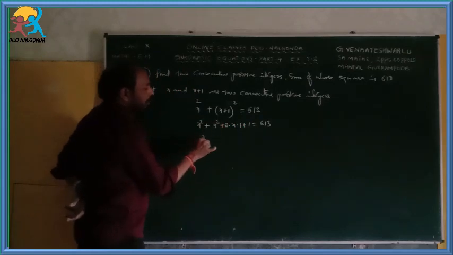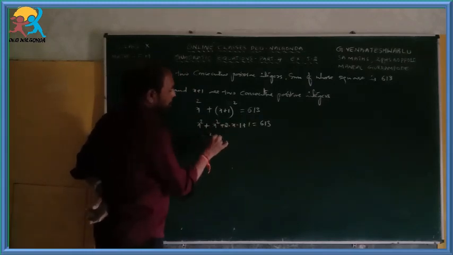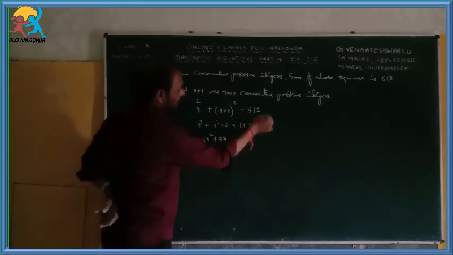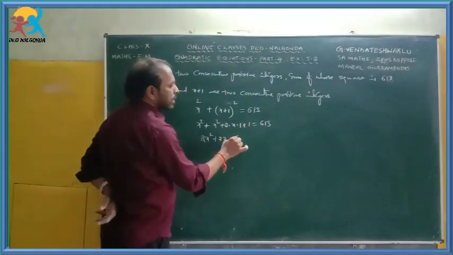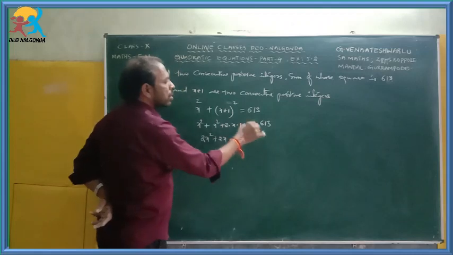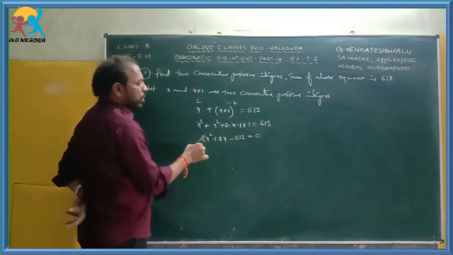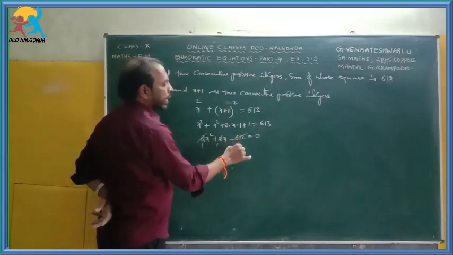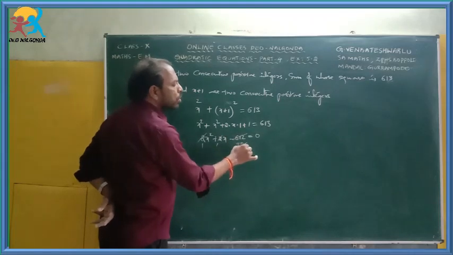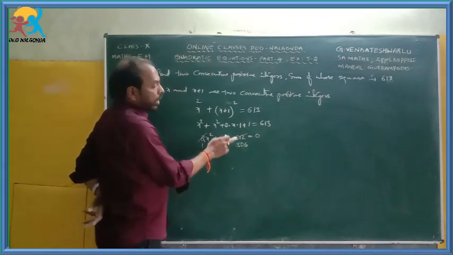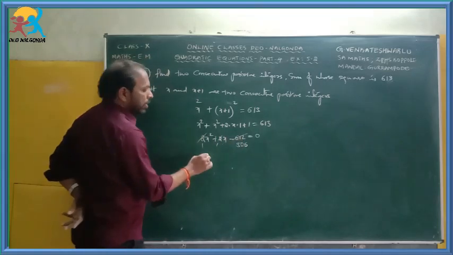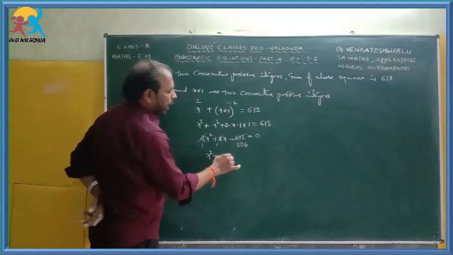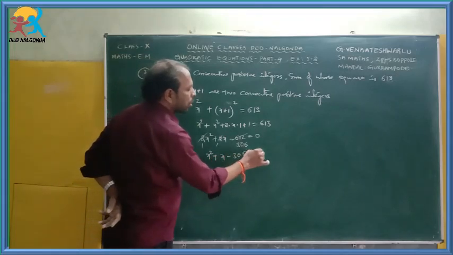So 2x square plus 2x plus 1 minus 613, that is minus 612, is equal to 0. Dividing by 2 on both sides, 2 threes are 6, 2 sixes are 12. So x square plus x minus 306 is equal to 0.